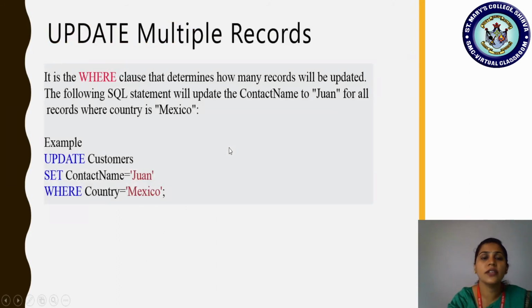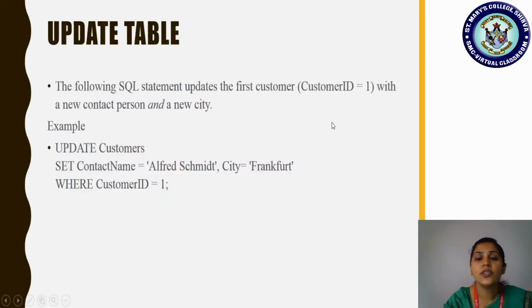Let us check the other kind of thing: updating multiple records. In the previous discussion I showed how we can update a particular single row, where customer ID equal to 1. Whichever customer has customer ID equal to 1, only that row is updated, with the contact name Alfred and the city Frankfurt. So this was a change for one particular customer ID.